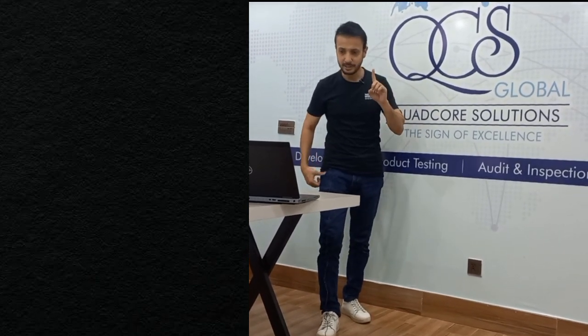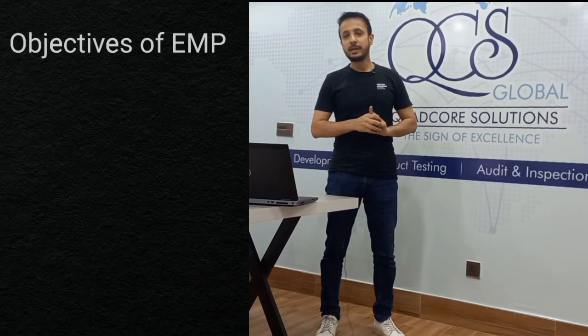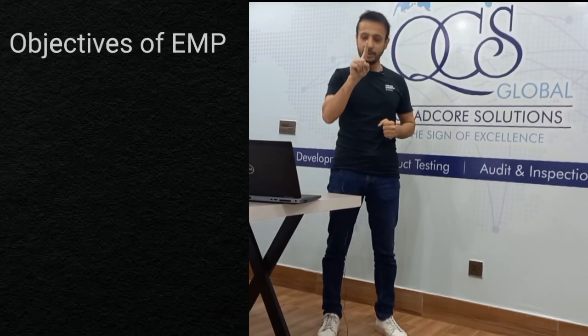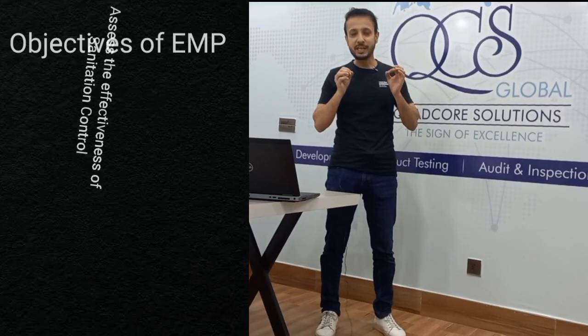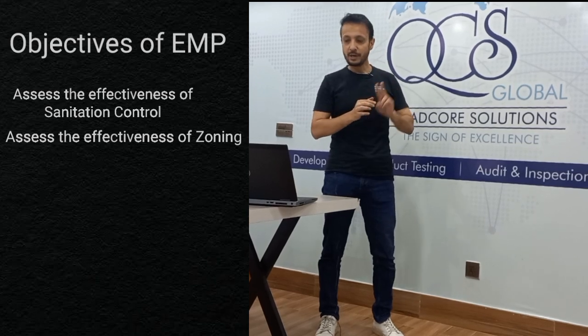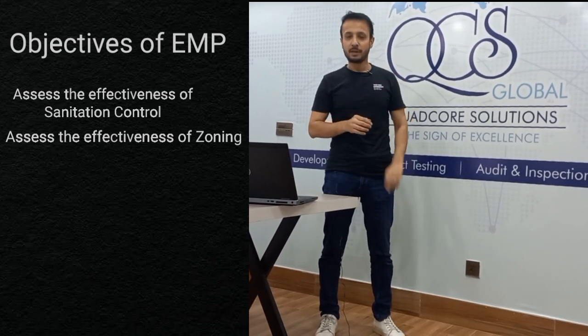So in simple words, environmental monitoring program is the process to verify 2 things. Number 1, the effectiveness of sanitation control, and number 2, the effectiveness of hygienic zoning.